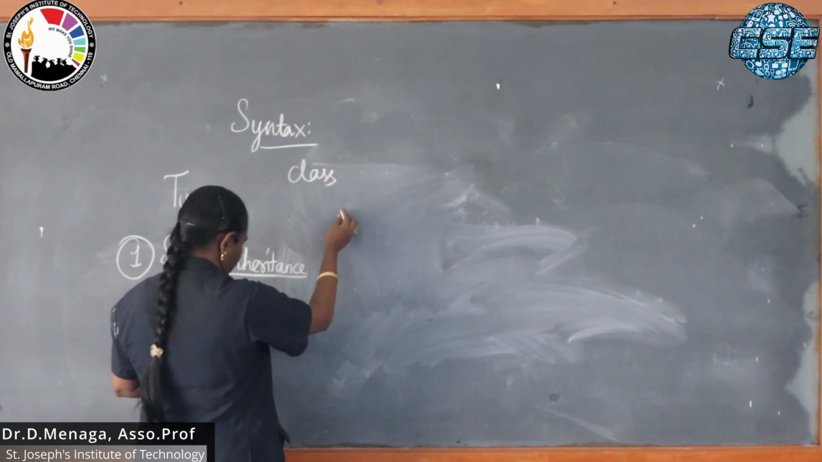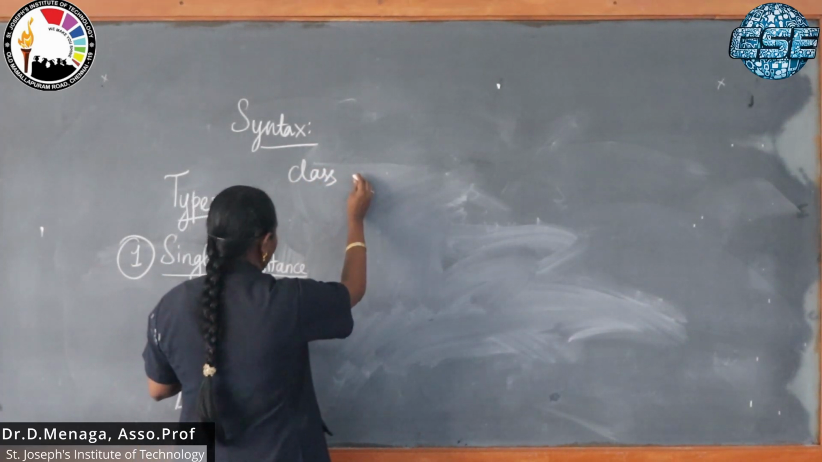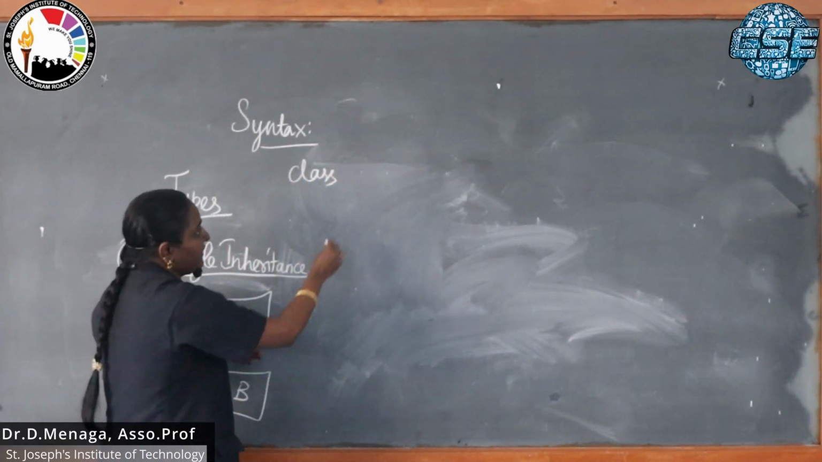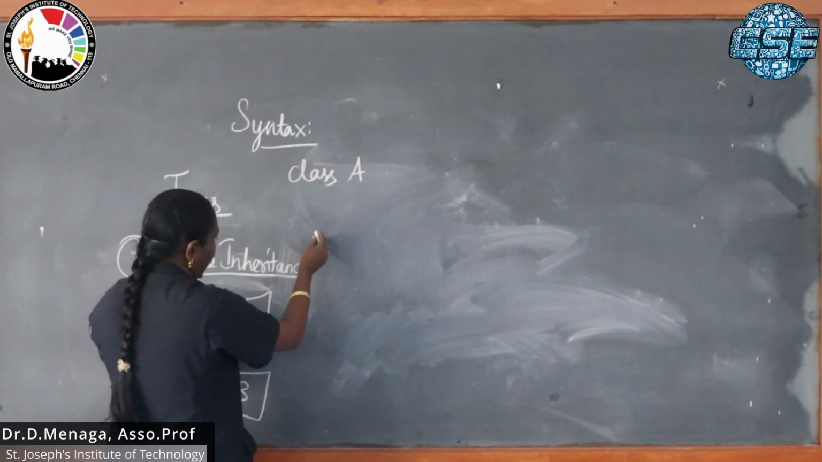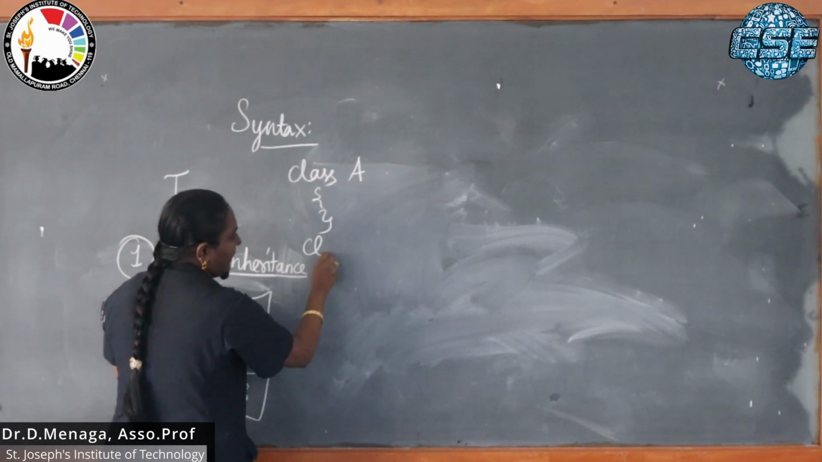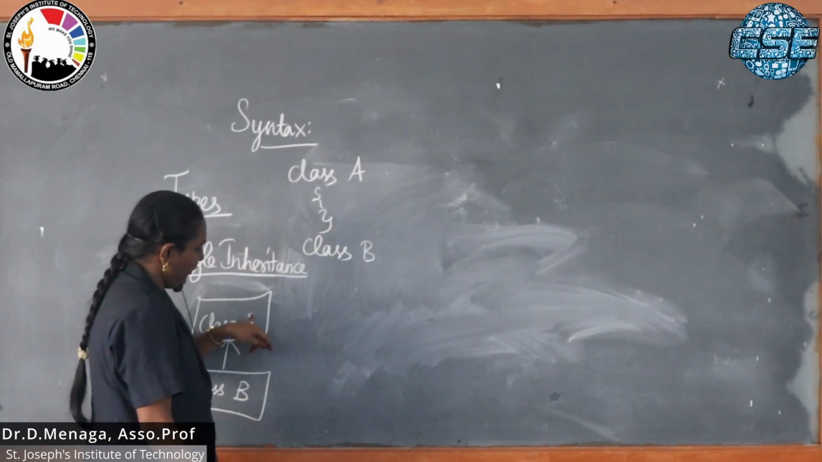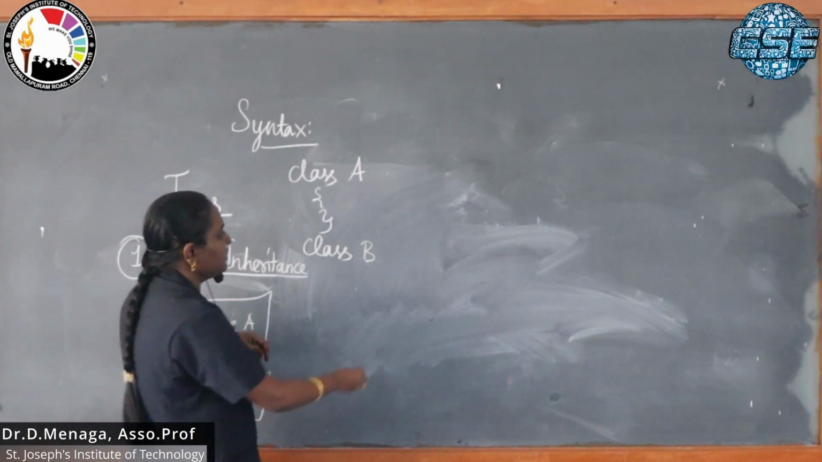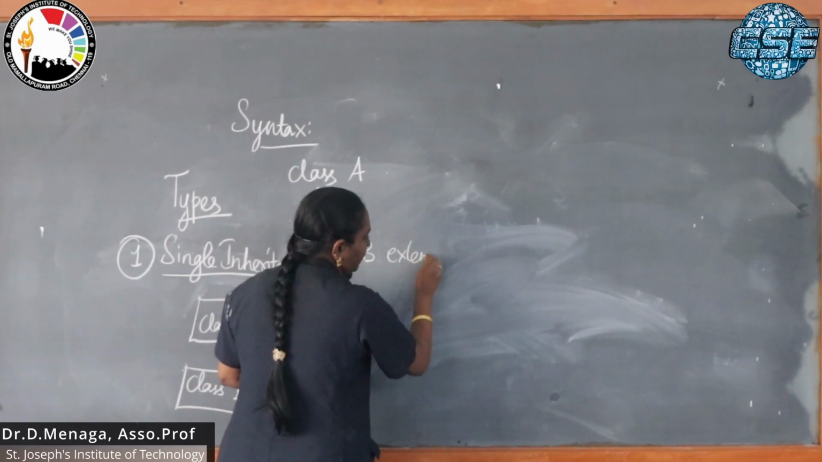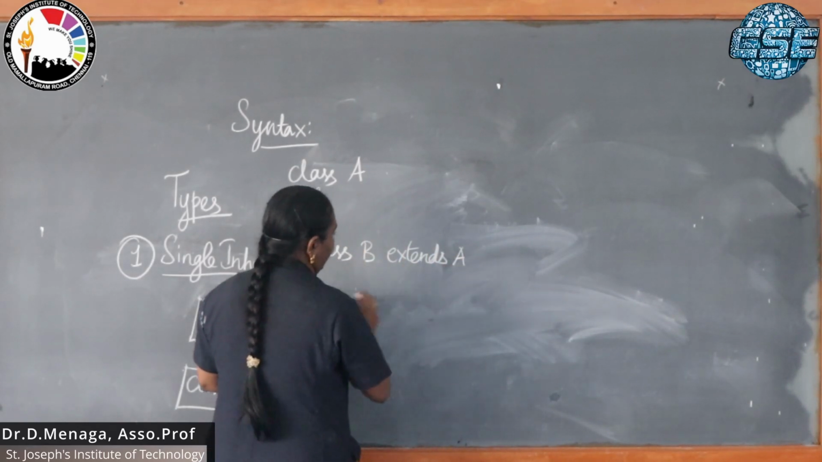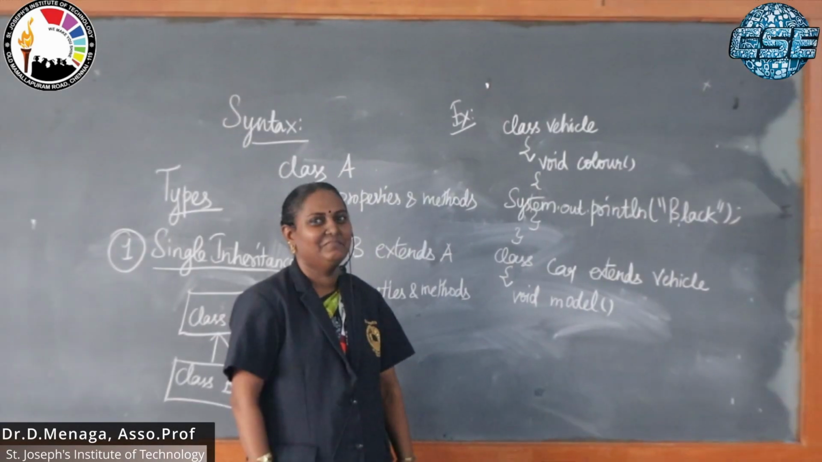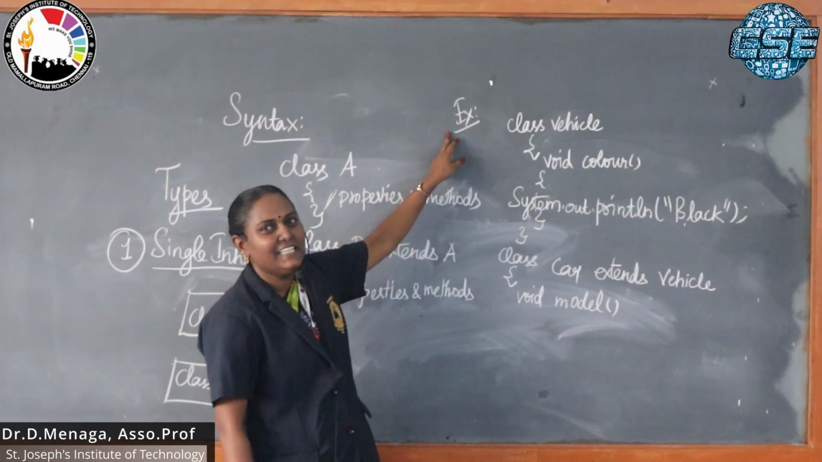Let us see the syntax of it. So we will be having class name for the base class as A. So class A, and the derived class name is nothing but B. So this B is going to inherit the properties of class A, which means class B extends A. Let us see an example of single inheritance.